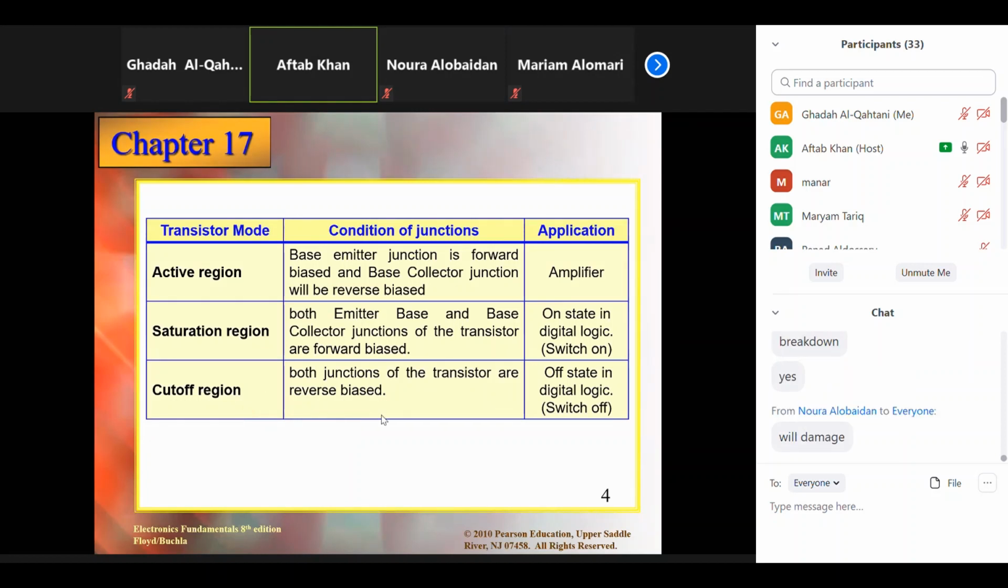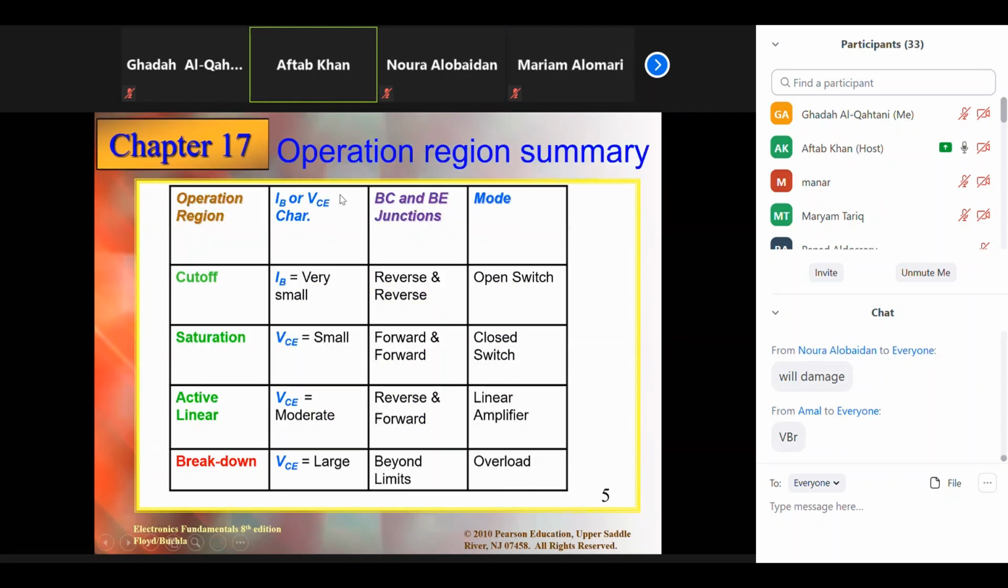So the next table is in more detail. The breakdown mode is there. What is the breakdown mode? Beyond the limit: we apply a very high voltage that crosses the limit, overloads and damages the transistor. Basically, this is linear, this is switch closed, switch open. Both should be reverse, both should be forward. This is all about it. It's almost the same, just with more information added.